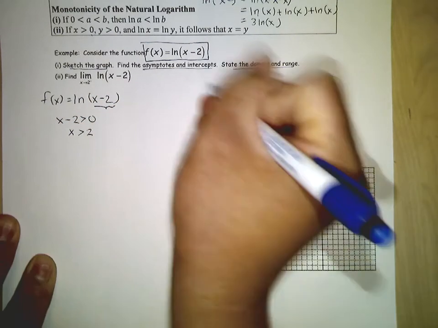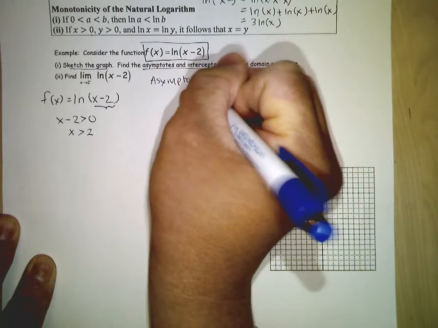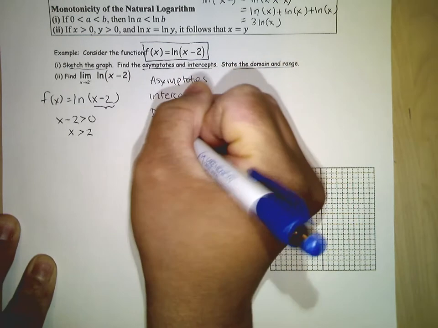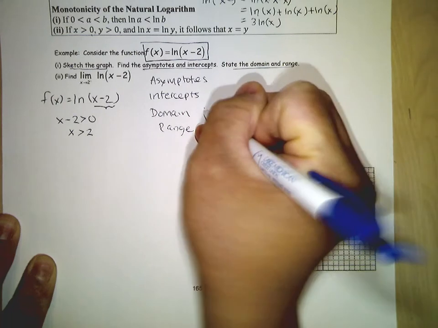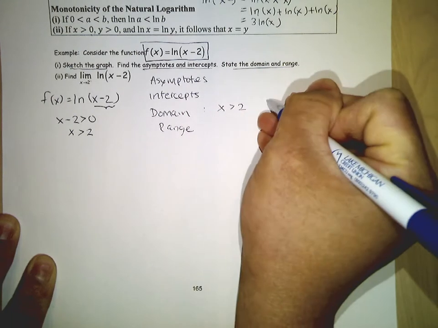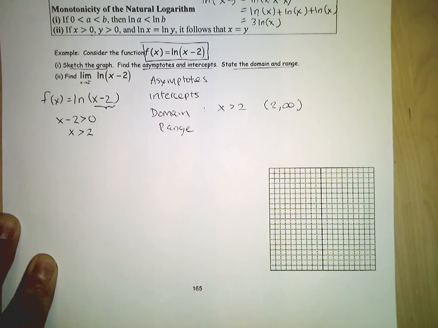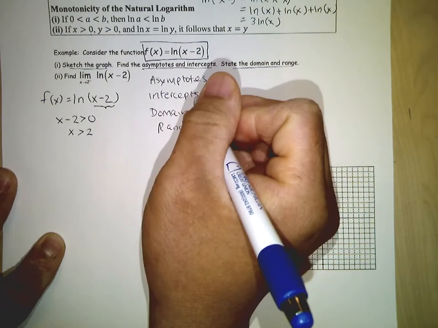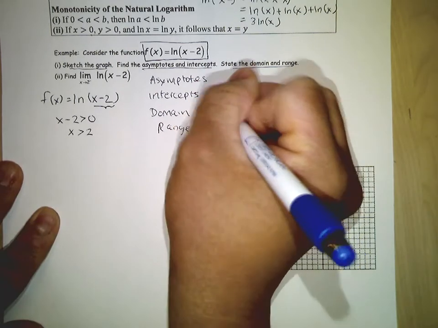So I know for sure, if I need to list the asymptotes, the intercepts, the domain and the range, that the domain is already x is greater than 2, or 2 to infinity in interval notation. All right, so now let's go ahead and try to graph this, but one way to do that might be to find out what the intercepts are first.